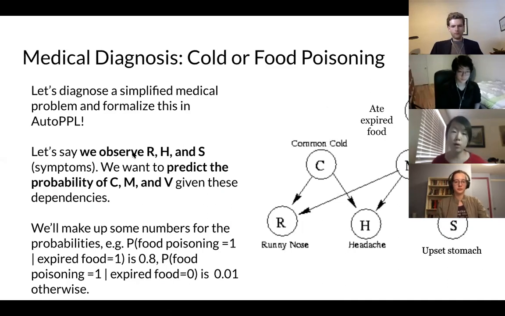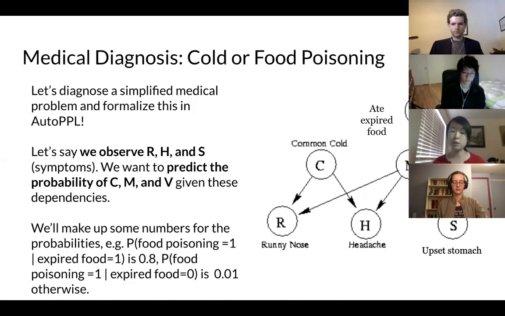So now that you have more background into how AutoPPL works, let's try a more complicated example, one of medical diagnosis. We can try and predict whether or not you ate expired food based on the symptoms that you're observing in relation to two common diseases, cold or food poisoning. So let's say we observe these variables. We want to predict the probability of some of these variables, maybe the probability that you have a common cold or the probability that you ate expired food.